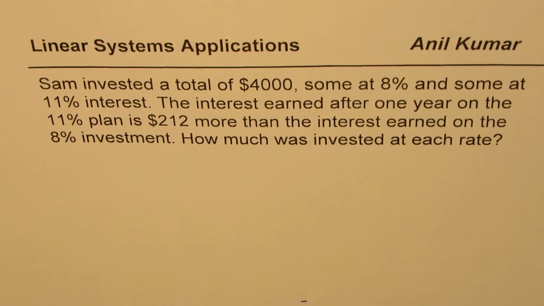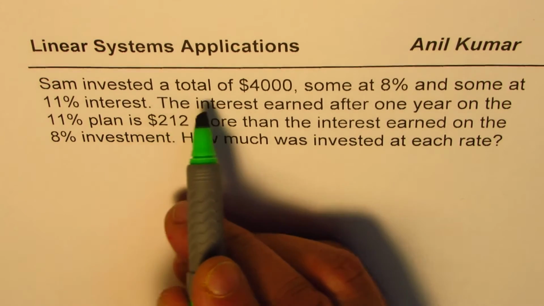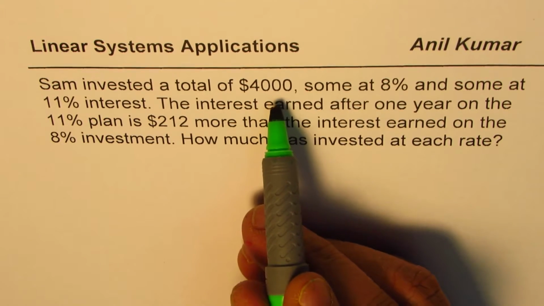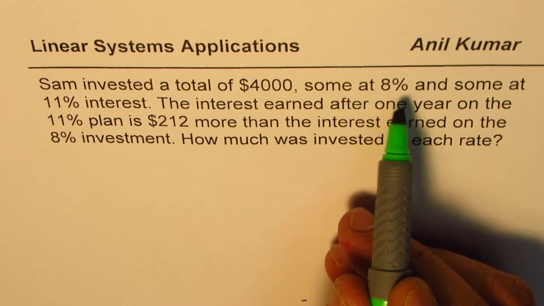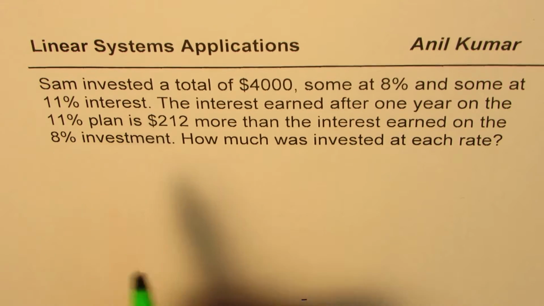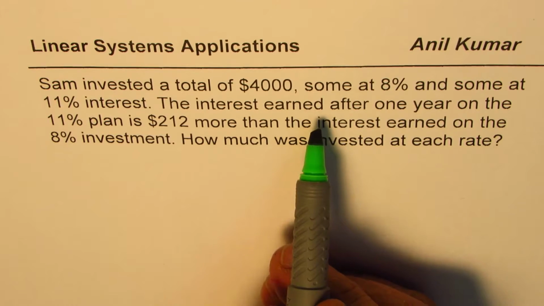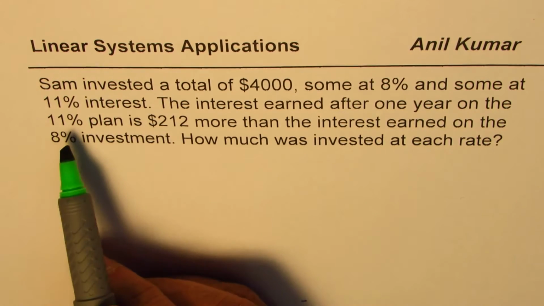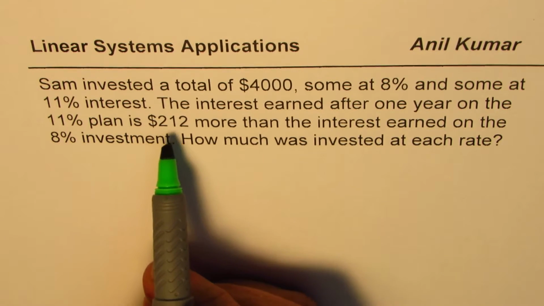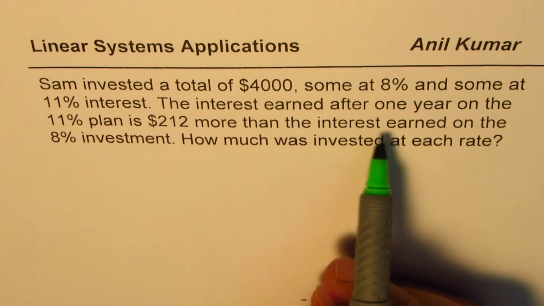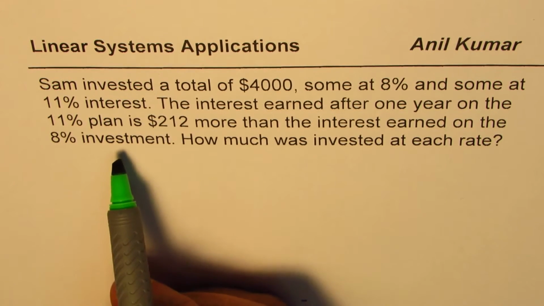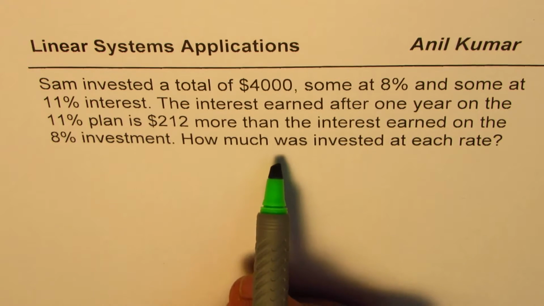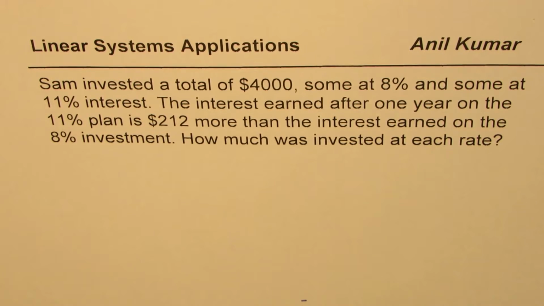The question here is, Sam invested a total of $4,000, some at 8% and some at 11% interest. The interest earned after 1 year on the 11% plan is 212 more than the interest earned on the 8% investment. How much was invested at each? You can always pause the video, answer the question, and then look into my suggestions.